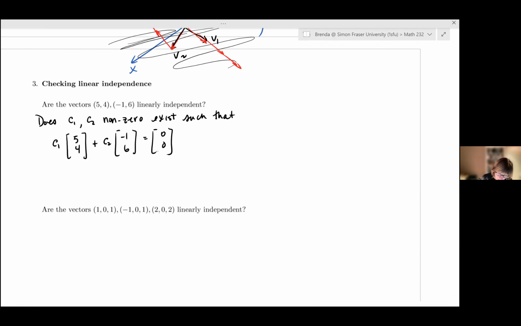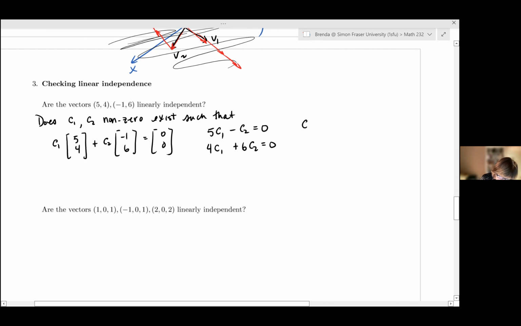So this is effectively 2 equations and 2 unknowns. I can write this out like this. Going along the top row, that's going to be 5C1 minus C2 would have to be equal to 0. And 4C1 plus 6C2 would also have to be equal to 0. Okay, this is something we've all done before. We've got two equations and two unknowns. Let's see if we can find a solution.